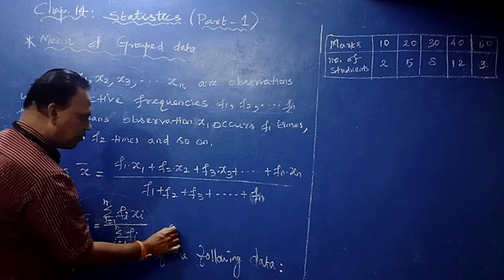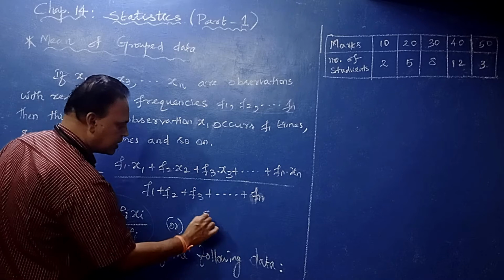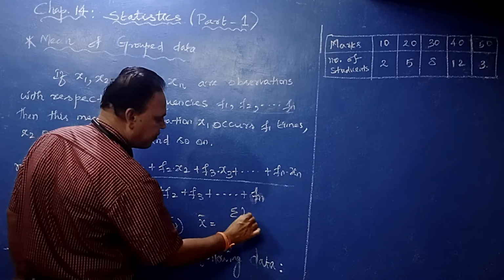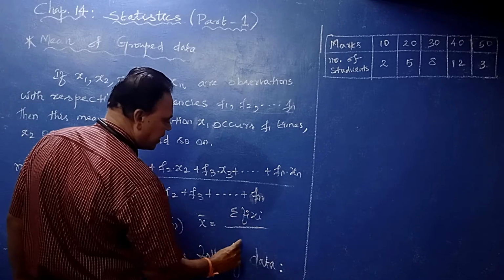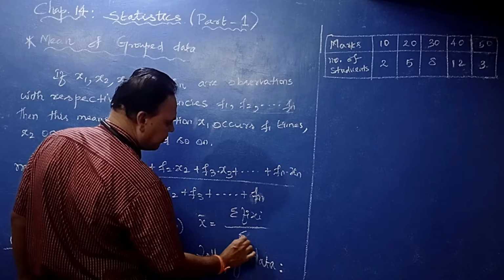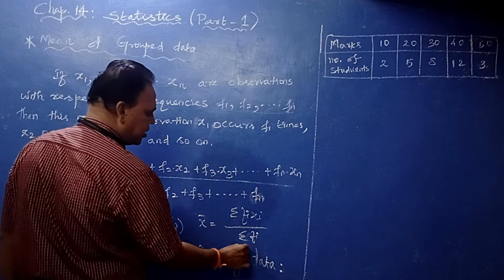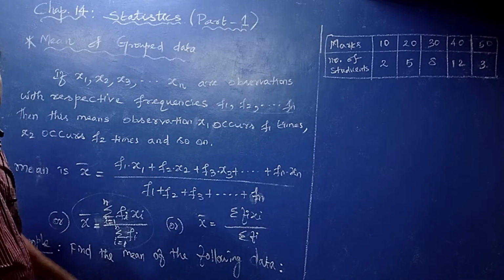The same thing, simply we can write as x bar equal to sigma fi into xi divided by sigma fi. That i equal to 1 to n is understood. Simply we can write like that.